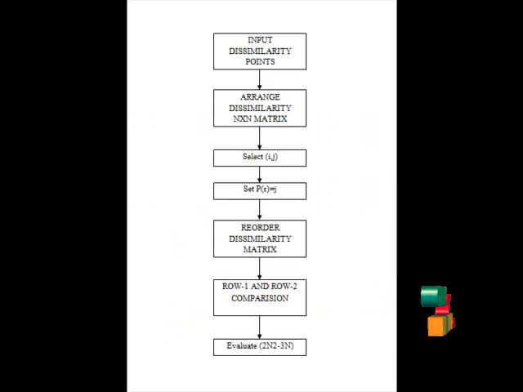This is the flow diagram of our project. In the first step, we input the dissimilarity points. Here, the dissimilarity points are contained in an array format. Then this array is arranged as a matrix, which gives the n-cross-n size dissimilarity matrix. Then this dissimilarity matrix is rearranged by using the VAT algorithm.